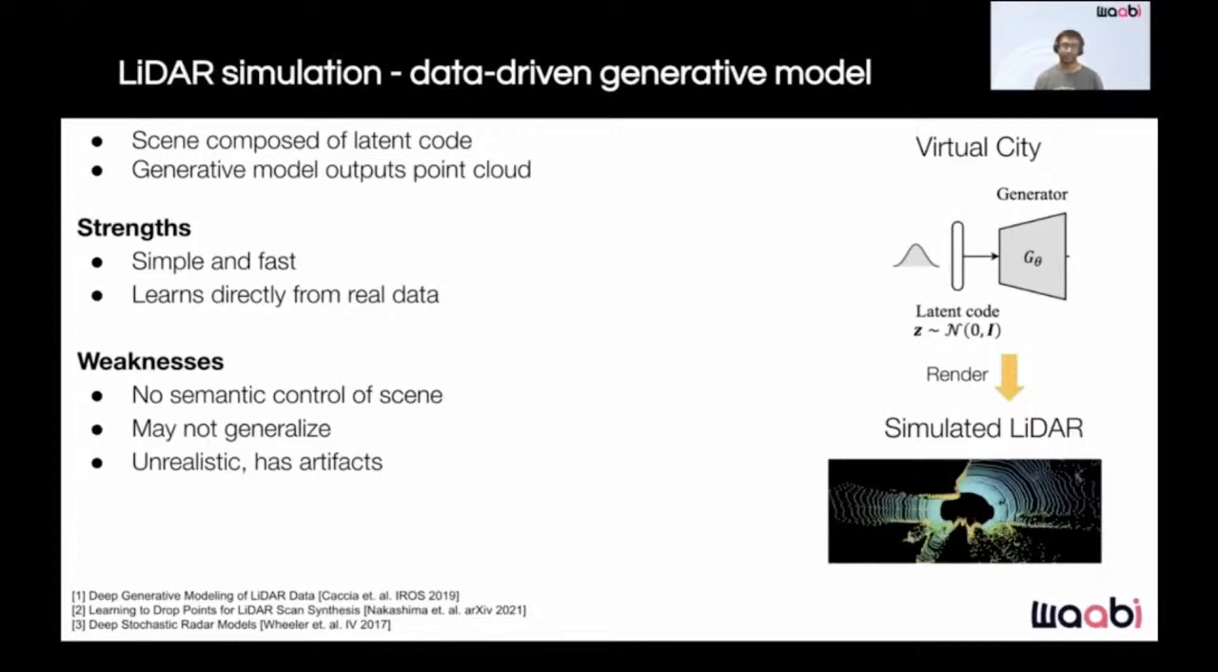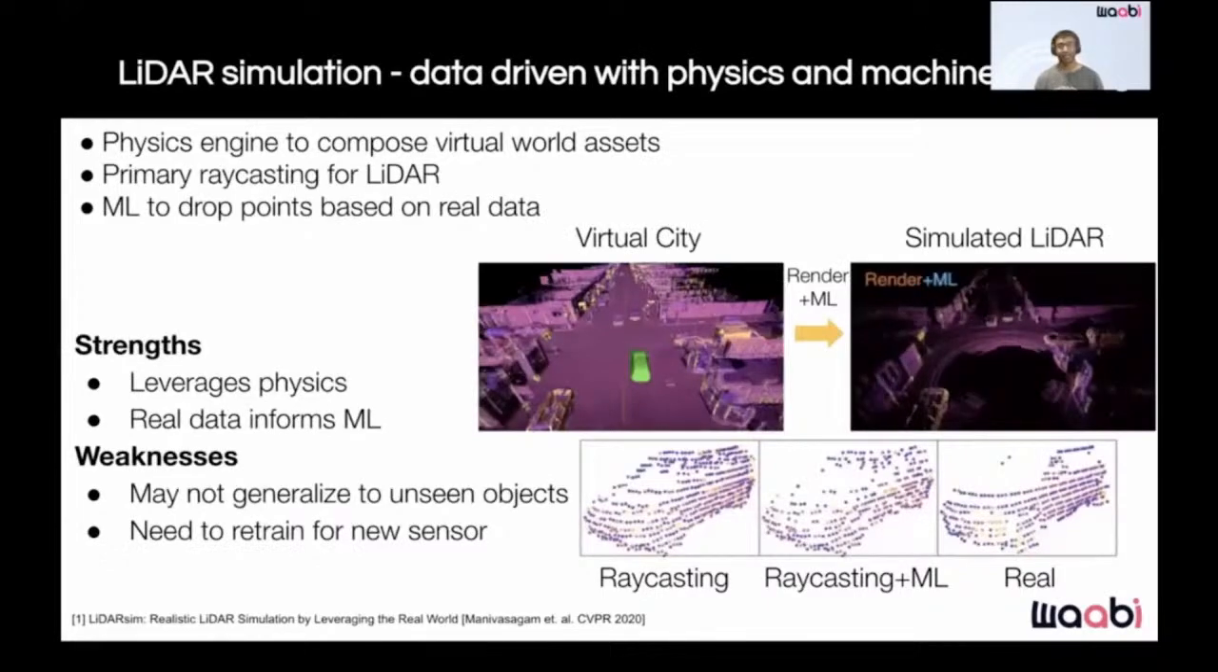An approach from our lab is LiDAR Sim, which builds on the past work by incorporating both graphics and data-driven approaches, along with machine learning. LiDAR Sim uses a physics engine to compose a scene, performs primary raycasting based on the sensor's calibration to generate the initial point cloud, and then uses machine learning to drop LiDAR points to make it appear more realistic. Since LiDAR Sim builds assets from real-world data, we can leverage this information contained in these assets to improve the network's predictions of ray drop.